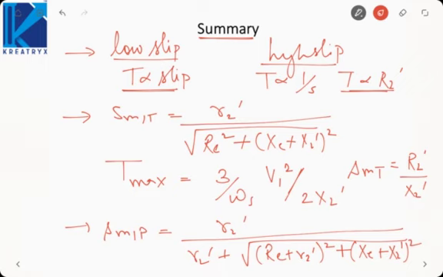So this is all about the torque slip characteristics of the induction motor. Whatever expressions we have covered, you must memorize those expressions, as this is the most important topic from this chapter.